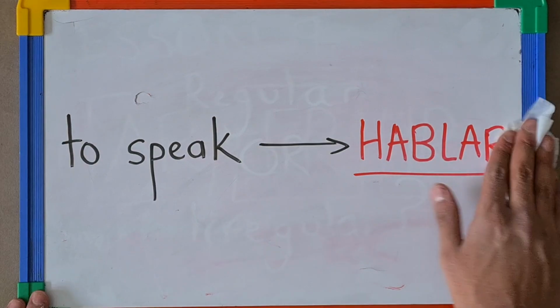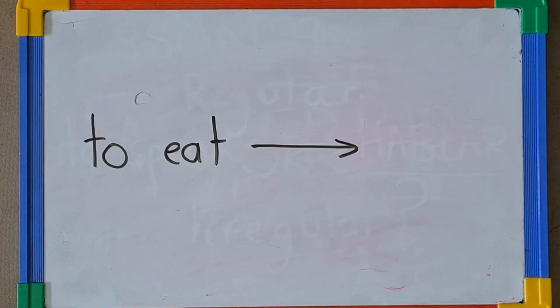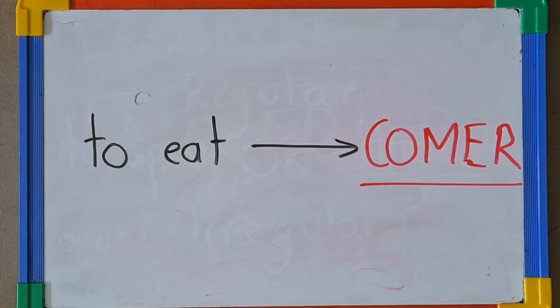To eat in Spanish is a regular haya verb. Comer. Let's say that one more time. To eat is comer.